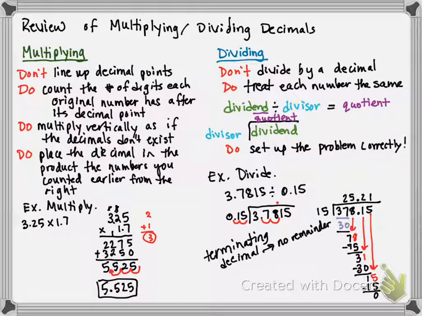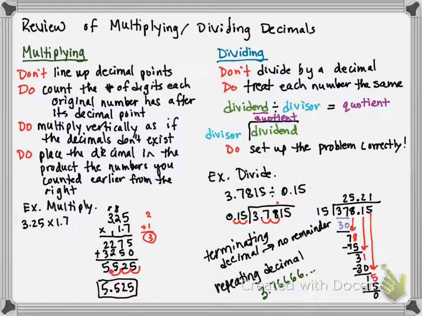Or we could have a repeating decimal, when the same number shows up multiple times. So let me show you an example of what would happen with the repeating decimal. So let's say that you were dividing and you got 3.76666, and it just kept going on.